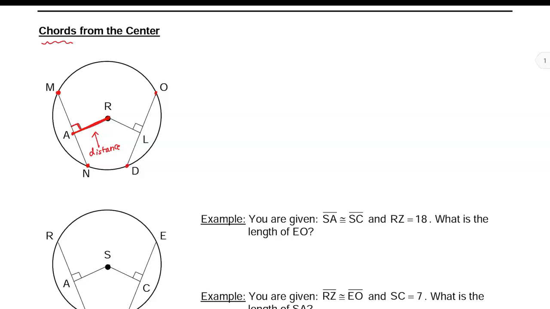And then I could do the same thing on the other side. So segment RL is the distance of the chord from the center of the circle. How far is chord OD from the center of the circle? Its distance is RL. So that's what we're showing you in the picture here. And the theorems that we have about this are: if two chords of a circle are congruent, then they are equidistant from the center.